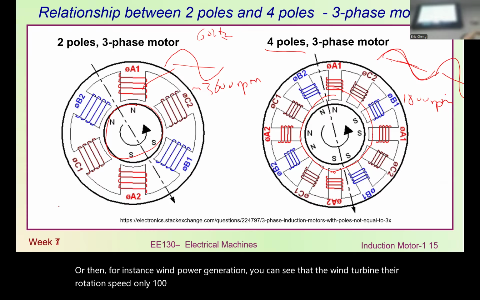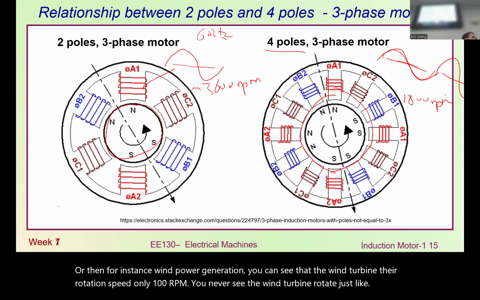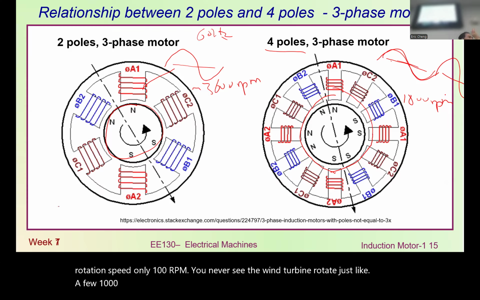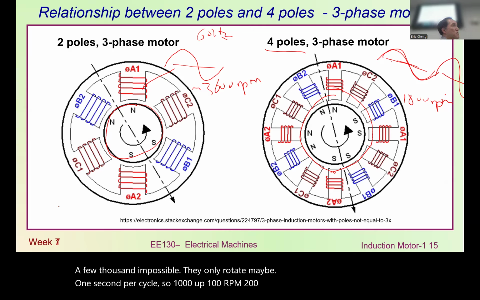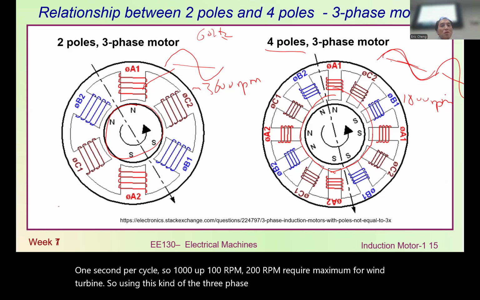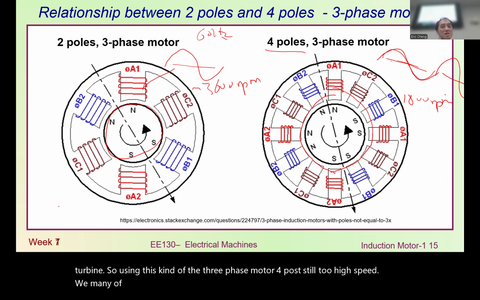You never see the wind turbine rotate just like, wow, a few thousand, impossible. They only rotate maybe 1 second per cycle. So 100 RPM, 200 RPM is quite a maximum for a wind turbine. So using this kind of 3-phase motor, 4 poles is still too high speed. For many wind turbines and hydropower, the number of poles will be even higher.